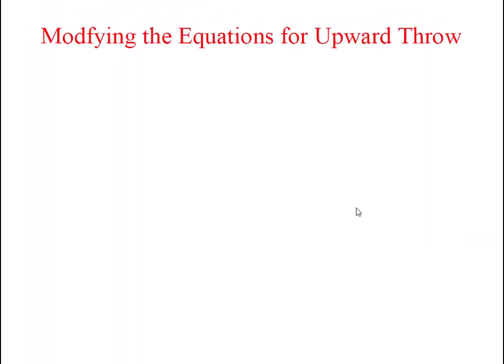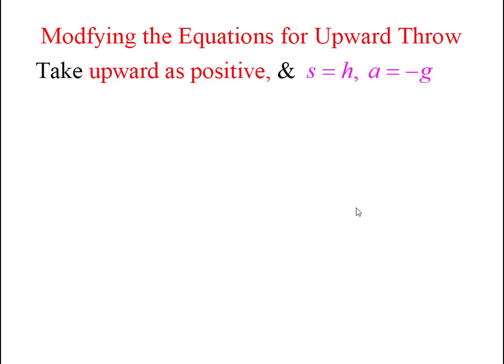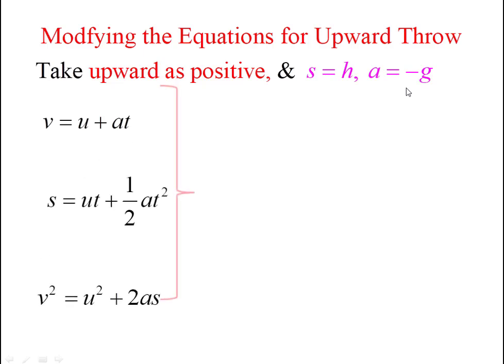Modifying the equations for something which is thrown upward. In this case, we take upward as positive and we replace s by h and a now not by just g but by minus g. So these are our kinematic equations once again. And now it becomes v = u − gt. In the case of something which is thrown downward, this part was v = u + gt.